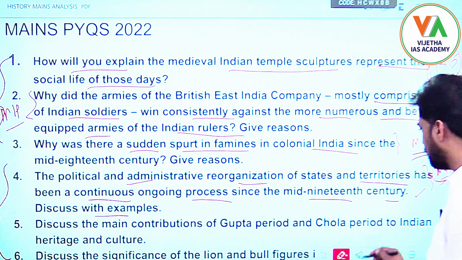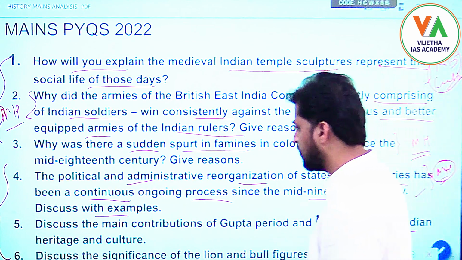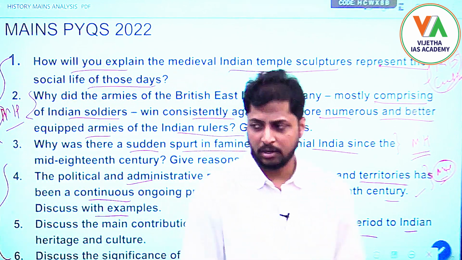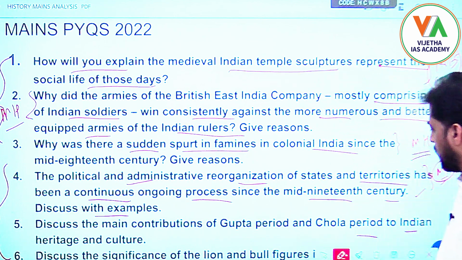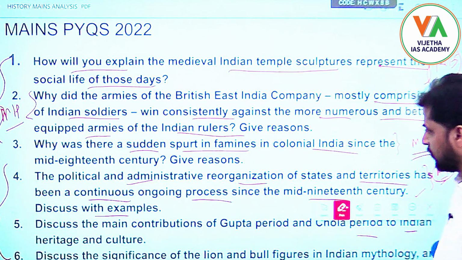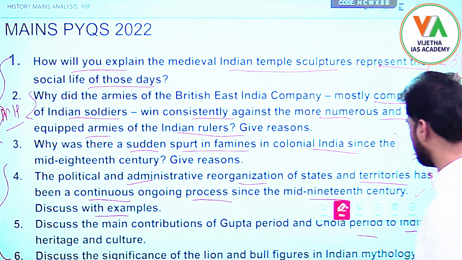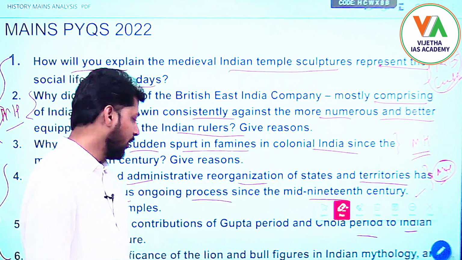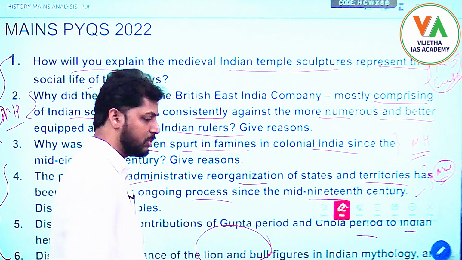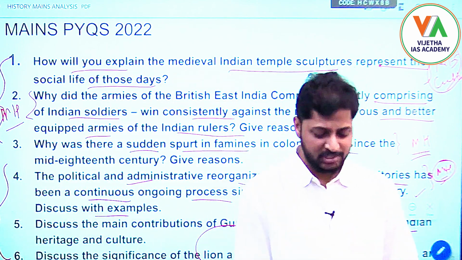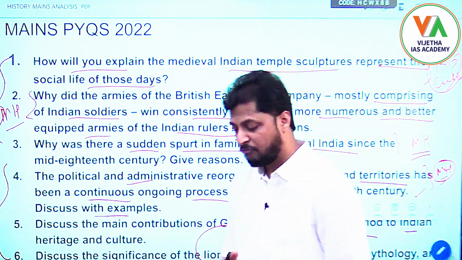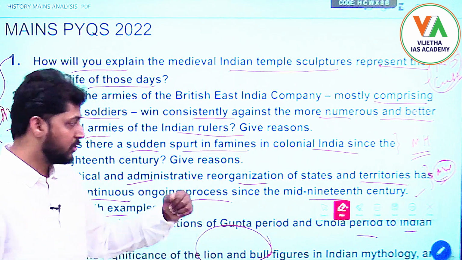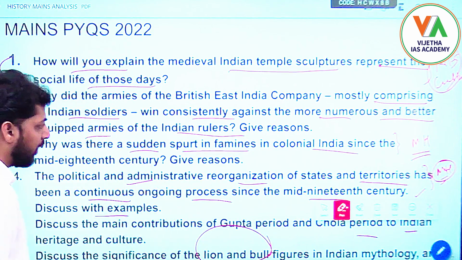Discuss the main contributions of the Gupta period and Chola period to Indian heritage and culture. This is a direct question. You have to address the contribution of the Guptas and Cholas to Indian culture, right? Similarly, you can see the last question: discuss the significance of lion and bull figures in Indian mythology, art and architecture. Obviously, bull and lion form various sculptures and architectures. These are common symbols that were continuously maintained by various rulers across the ancient period. So you have to address why. So these are the nature of the questions.